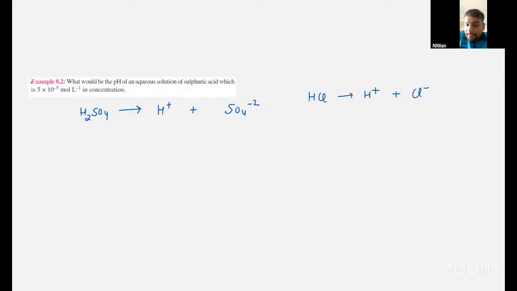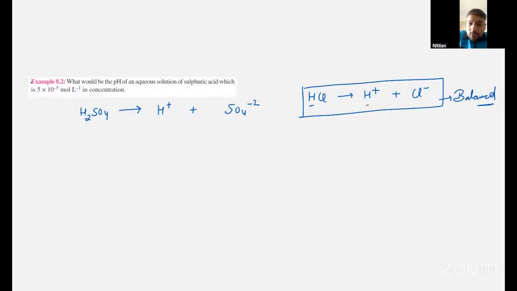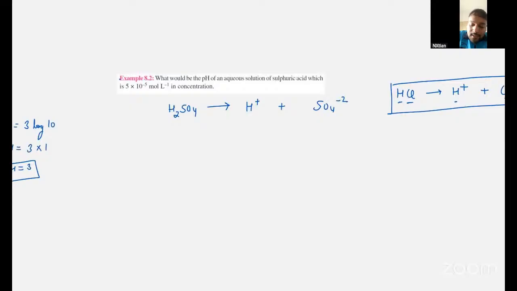The thing is, here it is balanced. You can check that one H is there, one Cl is there. But now in this case, the left side has two H and the right side has only one H. Did you understand what I'm trying to say? Yes, sir, because H2SO4. So there is only one H, so we put a 2 in front of the H. Now it is balanced.